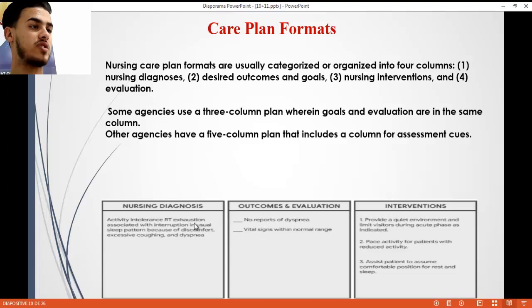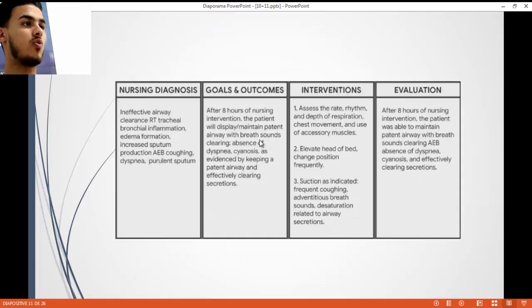So here, like we see, we have a nursing care plan with 3 columns. We have the nursing diagnosis, we have the outcomes and evaluation, which means the view of the nurse on the state of the patient, and we have the interventions, or the role of the nurse. We have also the second type, which is the 4-column type, which contains the nursing diagnosis besides the goals and outcomes behind the therapy or the treatment.